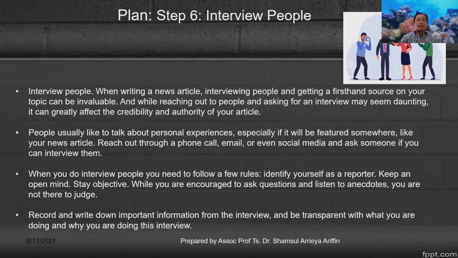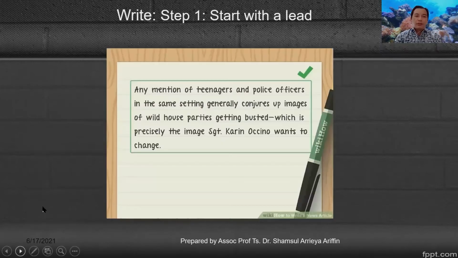Record and write down important information from the interview, and be transparent about what you are doing and why you are doing this interview. Even if you don't like the idea that they are presenting, you just keep on recording, because that is their perspective. Then from there you can refer back to what you have recorded from the previous interview.